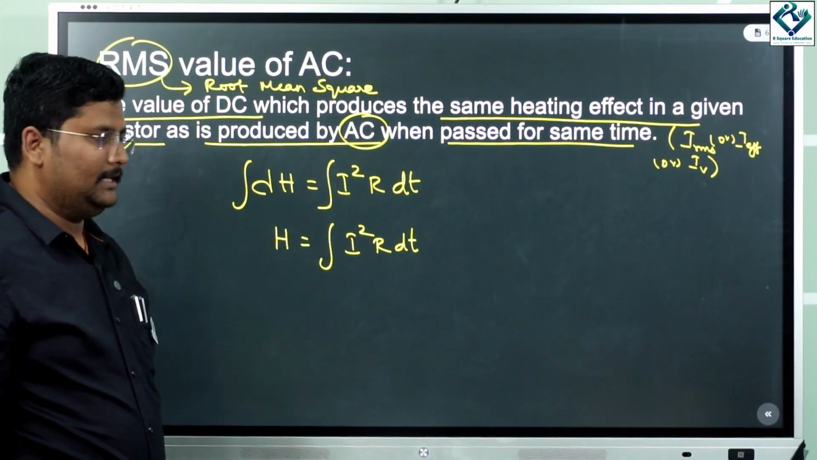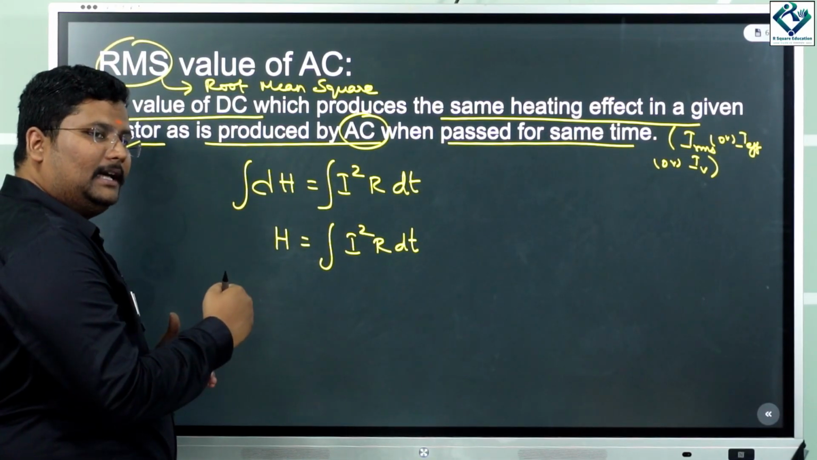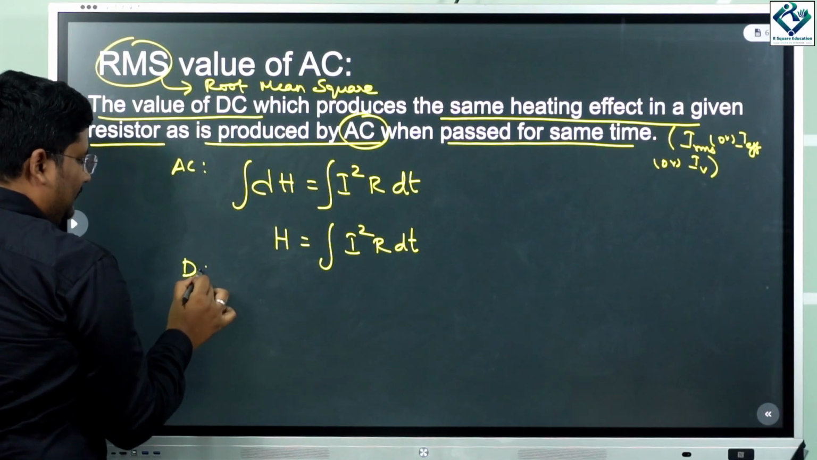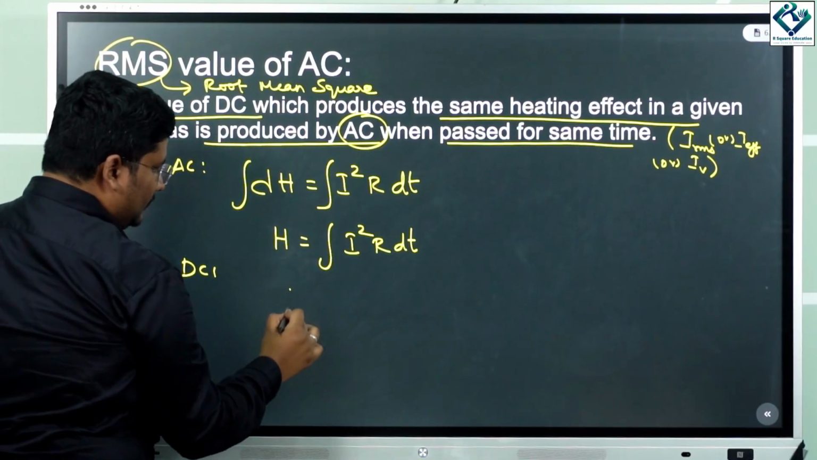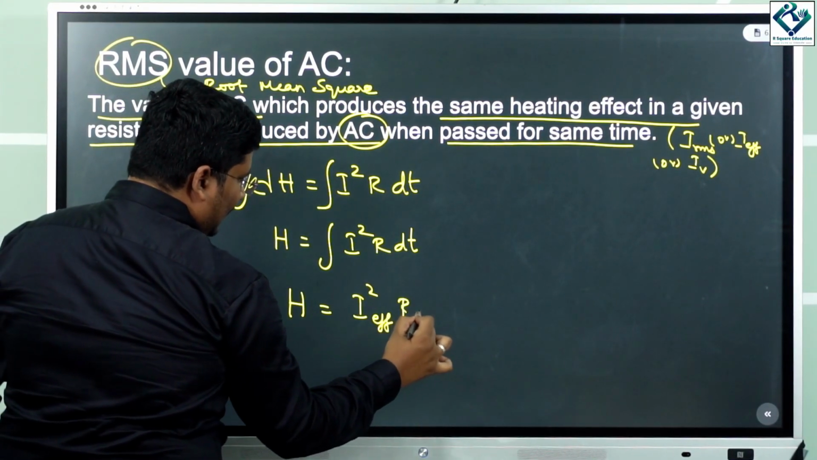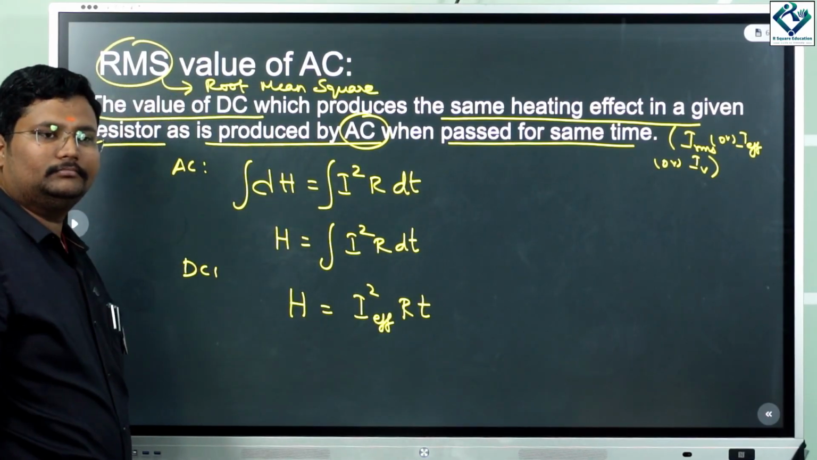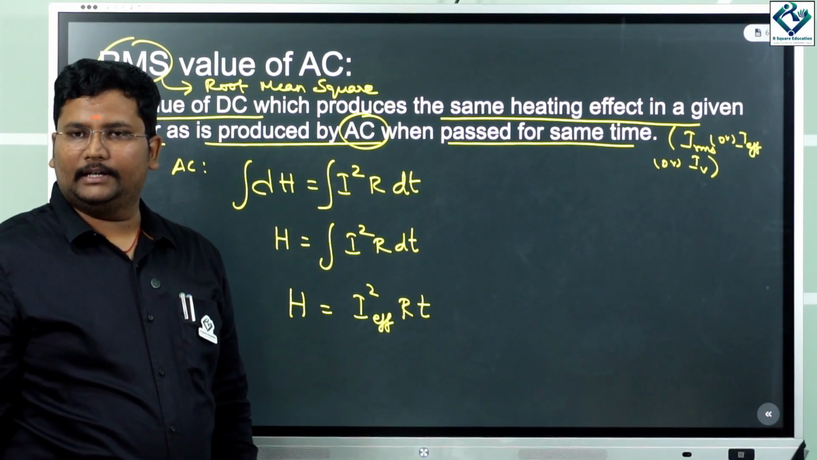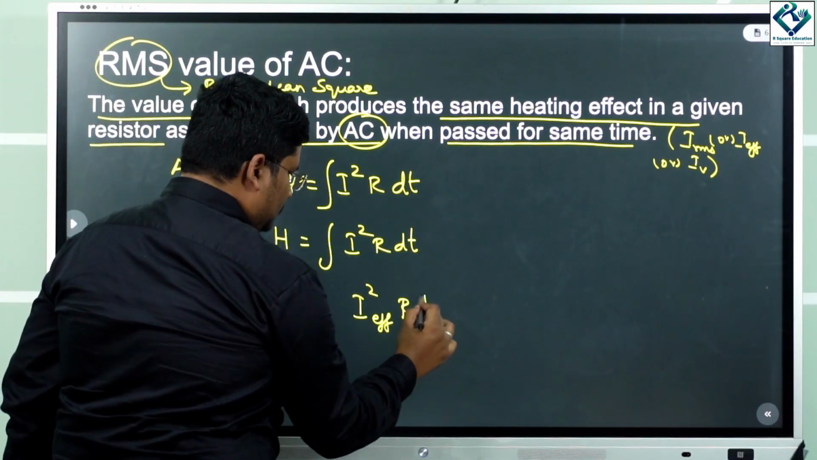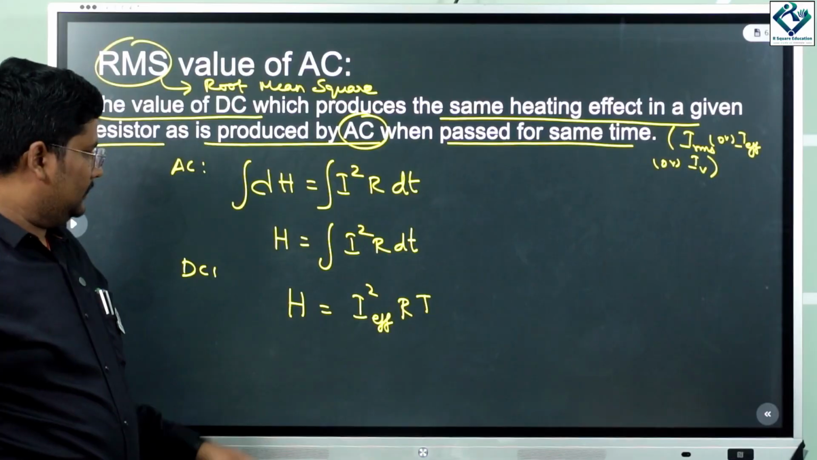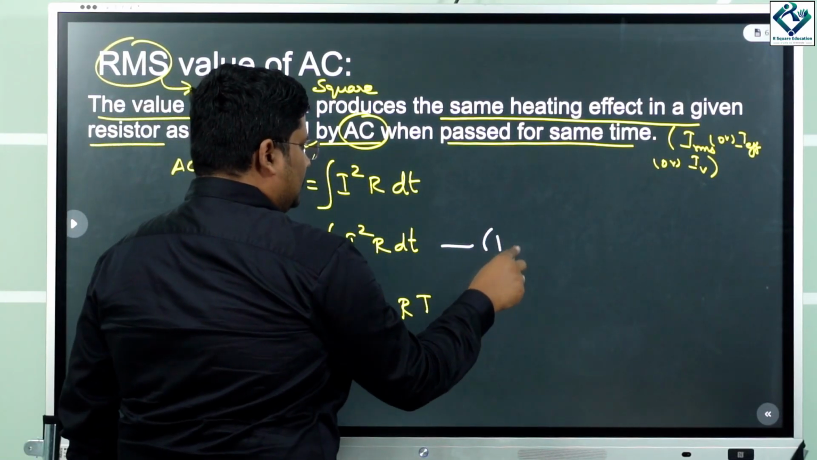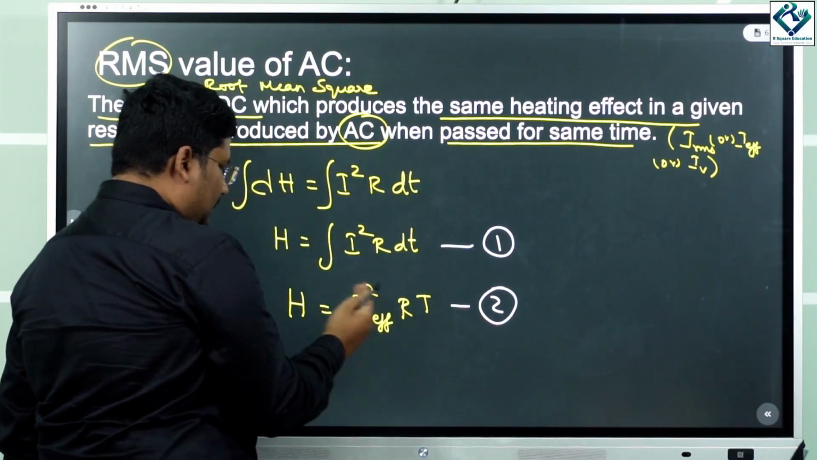And then the equivalent effective DC. This is AC, this is effective DC. So for DC, H is equal to I square effective R into T. Let me take this T directly as capital T because we are going to deal with that only. Let me consider this as the first equation, and let this be the second equation.